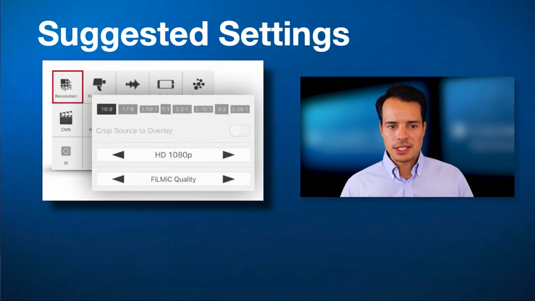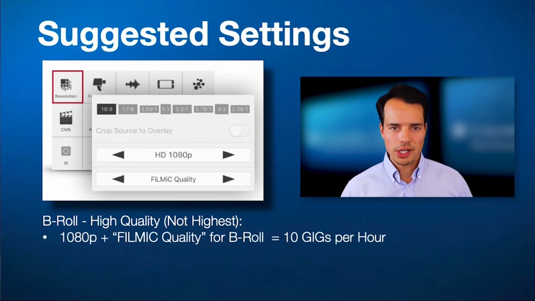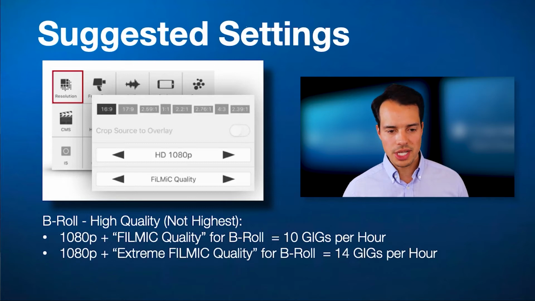Once you have those settings or those adjustments set, we're going to look at some of the suggested settings for recording. With B-roll, you don't necessarily have to have the highest quality. You do want to use 1080, which is HD resolution, but the filmic quality codec would be suitable. If you do have extra space on your phone and you want the image quality to be just a little bit better, you can use the extreme filmic quality.